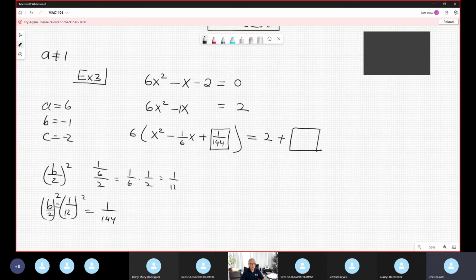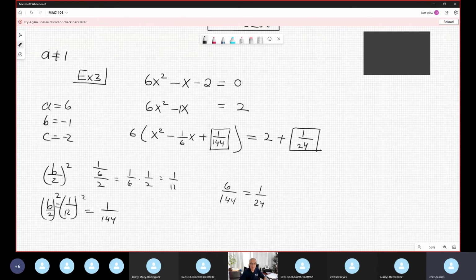So it's 1 over 144. This is the magic number. Do you follow me? Yes. Now, in the right-hand side, you put 1 over 144. No. Why not? Because this 1 over 144 is inside the parentheses. Basically, see, I want to keep the equilibrium. It's 6 times 144. And I multiply 6 times this. And this is 1 over 24. 1 over 24. Clear?